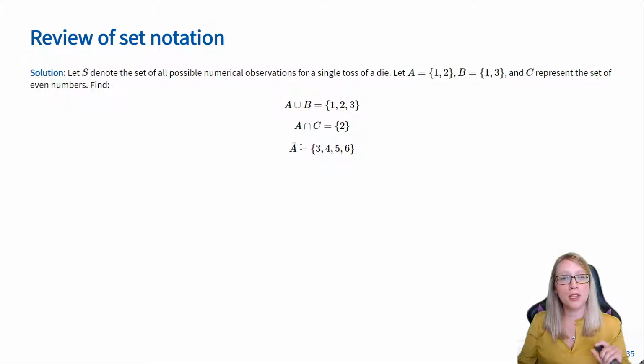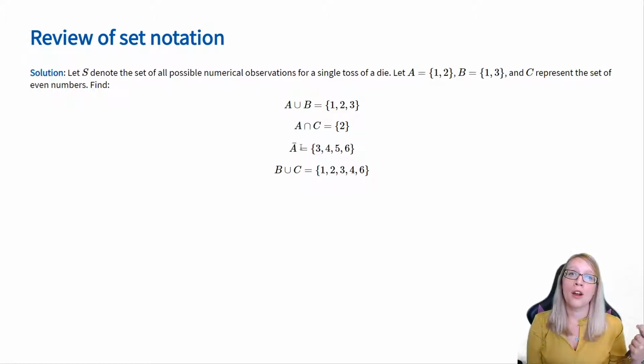I tend to prefer the C notation for reasons that will become clear later in the semester. That bar has a special meaning in statistics. So A complement, or everything that's not in A, is a 3, 4, 5, or 6. B union C is 1, 2, 3, 4, and 6. The 5 is excluded. And then B intersect C is the empty set. There's nothing shared between those two.